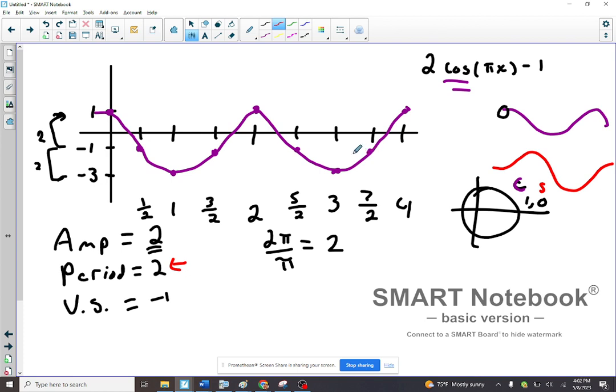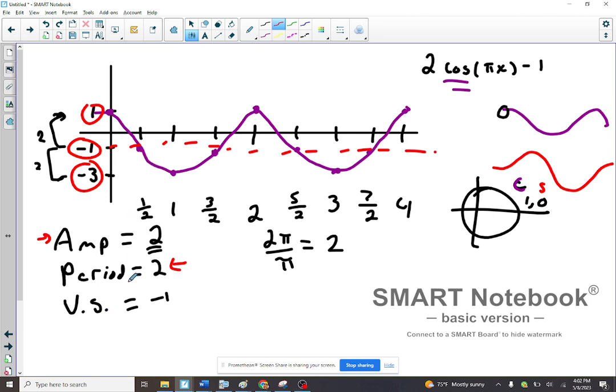Wait, so why is it a -3 on the bottom and 1 on top? So -1 is the middle line, or my vertical shift. So the middle is like here, okay? And then my amplitude is how far I'm going from the middle. So I went up 2, that got me to 1, and I went down 2, which got me to -3. And -1 is your middle because of the vertical shift.